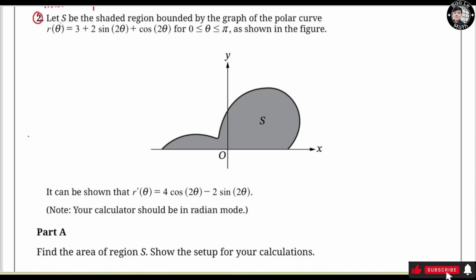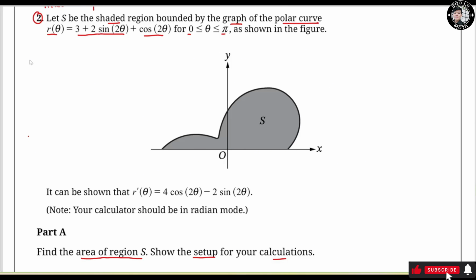Question 2. Let S be the shaded region bounded by the graph of the polar curve r of theta equals 3 plus 2 sine 2 theta plus cosine 2 theta for theta between 0 and pi, as shown in the figure below. It can be shown that r prime of theta equals 4 cosine of 2 theta minus 2 sine of 2 theta. Question A. Find the area of the region S. Show the setup for your calculation.